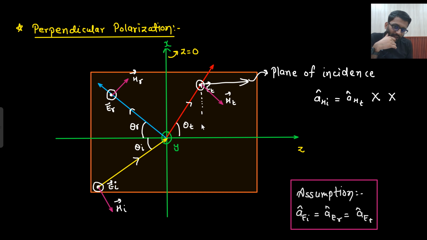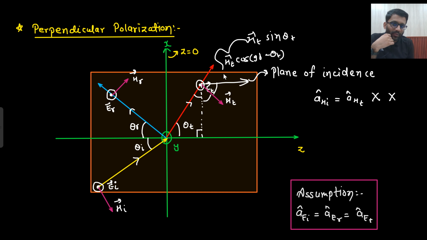Look, if we solve some geometry, this will be a 90-degree angle. This would be a 90-degree angle. This angle would be 90 minus theta t. This angle would be theta t, and this angle again would be 90 minus theta t. So this component would be HT cos(90 minus theta t). That would be sin theta t. So this component would be HT sin theta t. This is this component. I am just telling a very important concept.